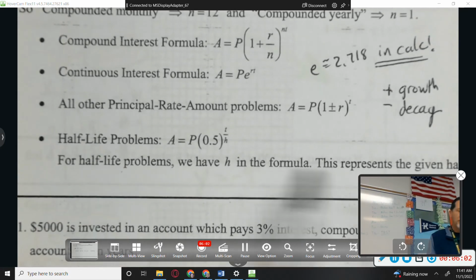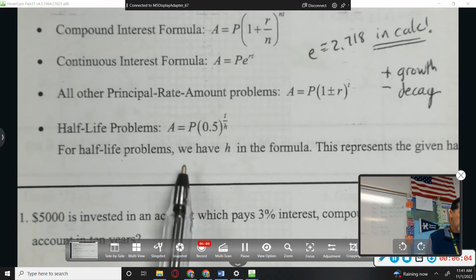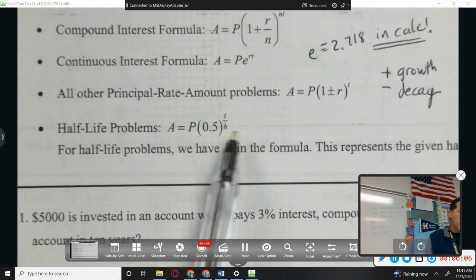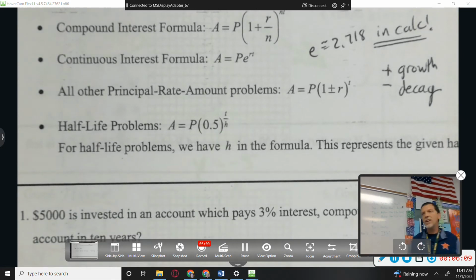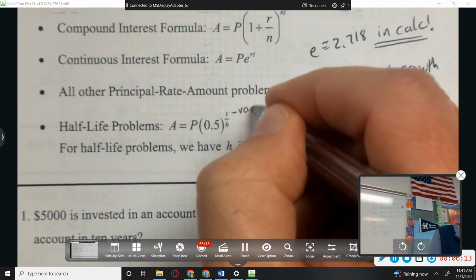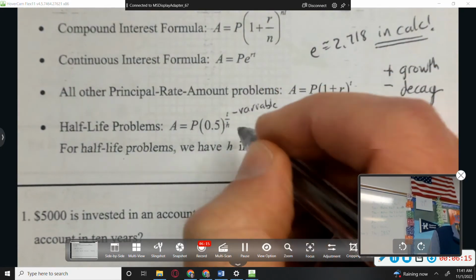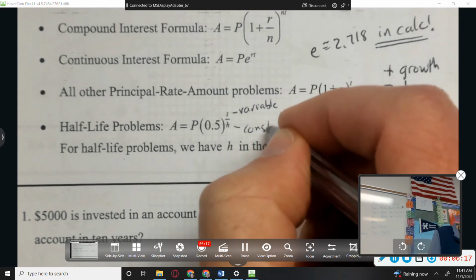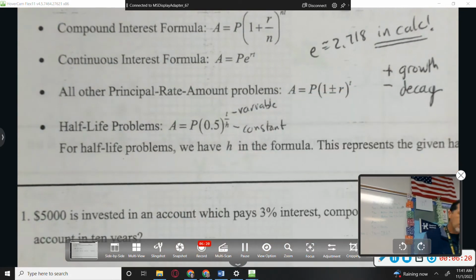And lastly, the half-life formula. This one is tricky because students get the T and the H confused. The T is the variable. That's what's changing. That's time. H is a constant. And it's called the half-life constant. It's how long something takes to decay by half. So they will tell you what the half-life is. Maybe it's 1,000 years. So in 1,000 years, it's decayed by a half.